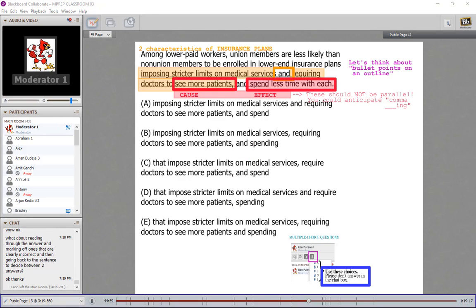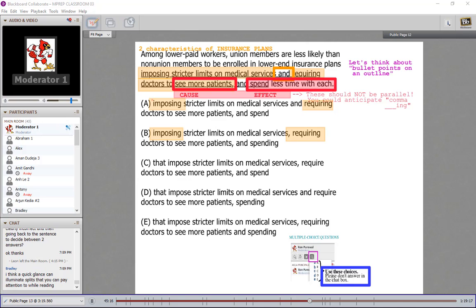But okay, these things that should be parallel are the orange things. So imposing and requiring in choice A, that's fine. That part is at least. Imposing comma requiring, that's not fine. I mean, you need and here.